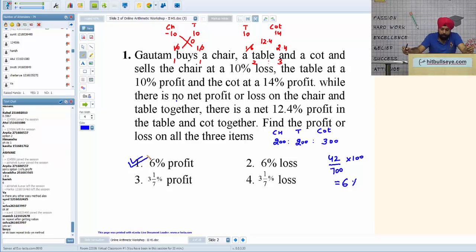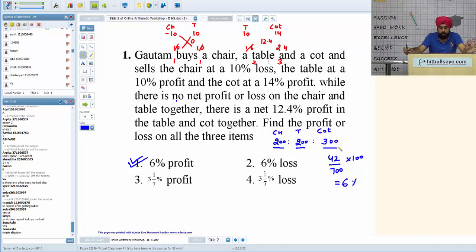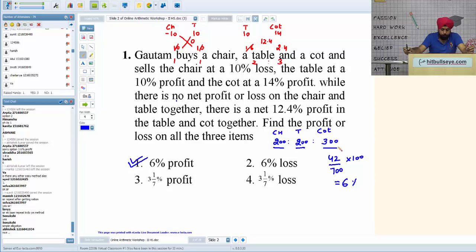After getting the ratio, Manish, we are just taking the cost price to be 200, 200 and 300. Now the question has already stated that chair and table net profit is 0, so we are not counting that. Now cot we sold at a profit of 14% and 14% of 300 is 42. So 42 profit on a total cost of 700, it becomes 6%. Yeah, Sonakshi, we can apply simple alligation, you can see on the top.